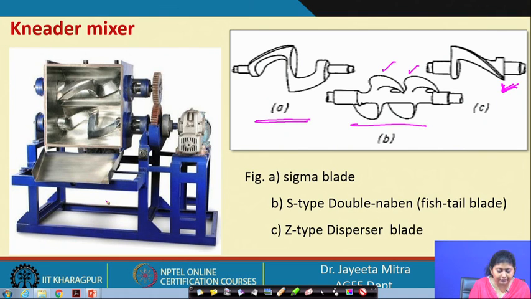The picture is given where these two blades are attached, and there is a trough where these are rotating, and in between there is also one demarcation given. So, one blade is moving in one trough and the other blade is moving in another trough, and they are rotating at a differential speed and making the mixing proper.